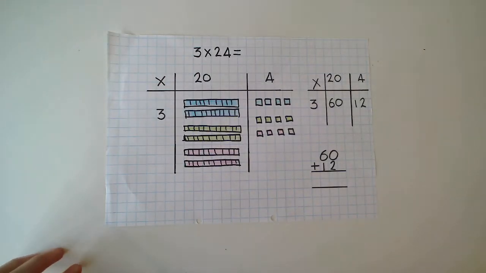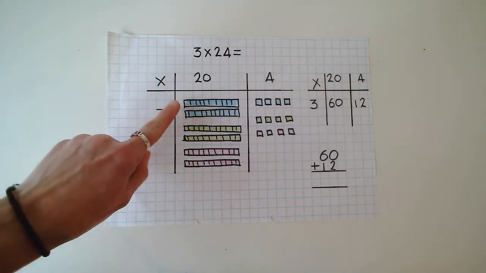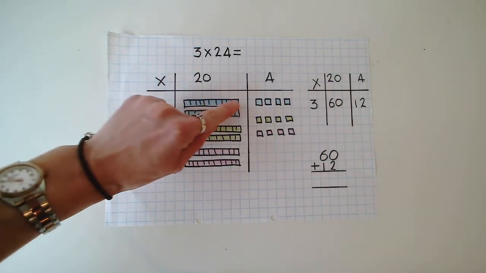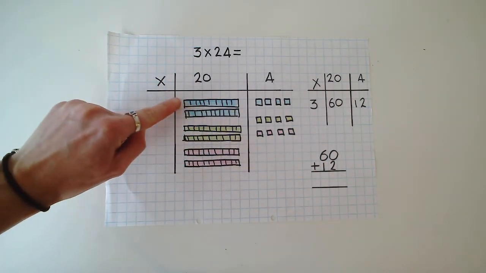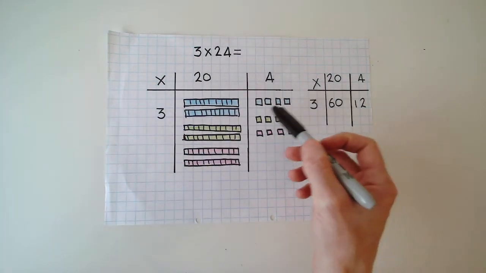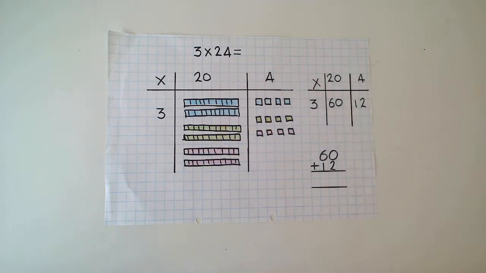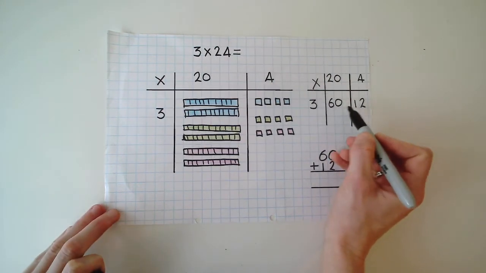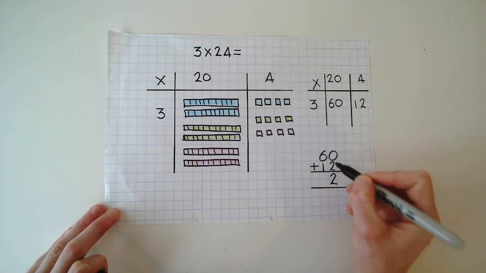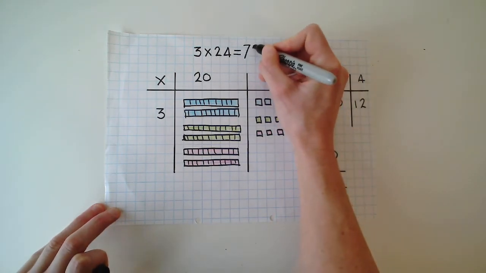If you're thinking that the Deans are really helpful for you, but you don't have Deans at home, you can draw some Deans like I have here. So I've got my 10 sticks. So there's 20, another 20, and another 20. And then we can draw out our ones. And the same, we can draw a grid method here and add our 2 numbers together, starting with the ones and then the tens. And we know again that our answer is 72.